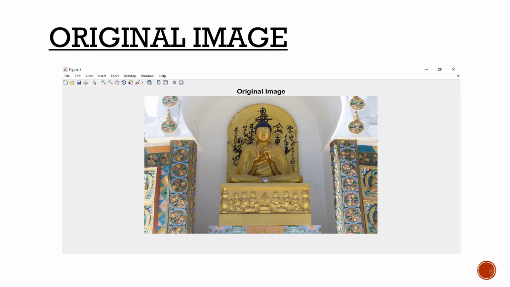As I've explained earlier, we have chosen a known image as our input image. So on the screen you can see the image that we chose as an input image. So it's basically in the RGB format. So this is the image that we process for our 30%.